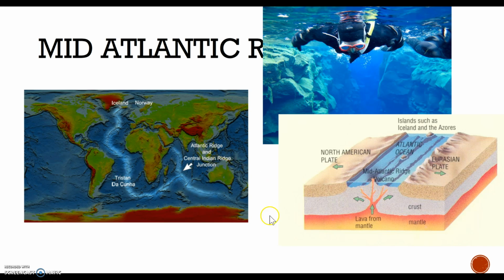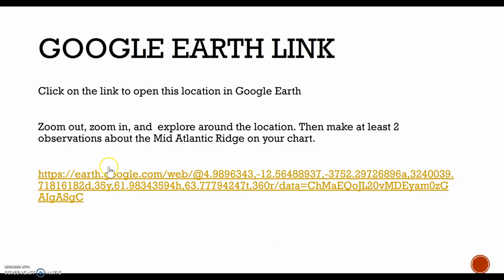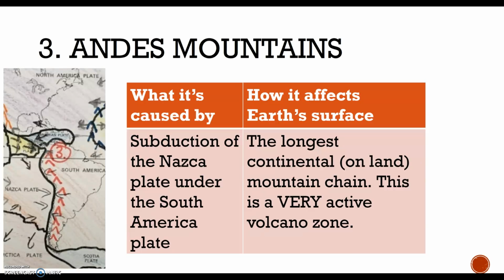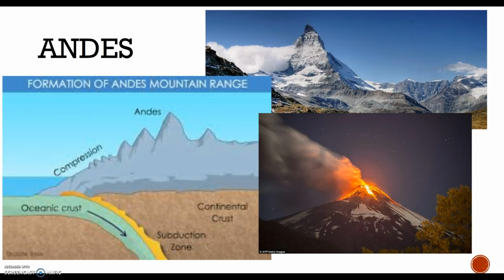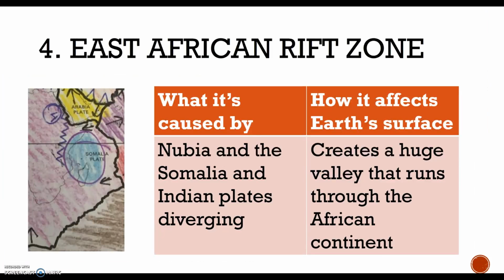Once again, here's the second slide that shows you what the Mid-Atlantic Ridge is. Pretty cool. And once again, there's the Google Earth. Just to walk you through all of them, here's number 3, Andes Mountains. Don't forget to label it in your map. And number 4, East African Rift Zone.